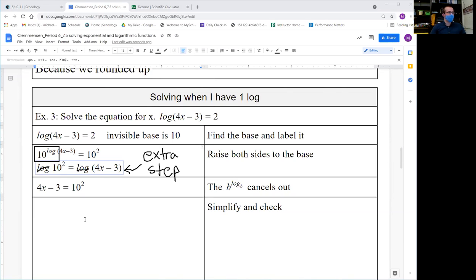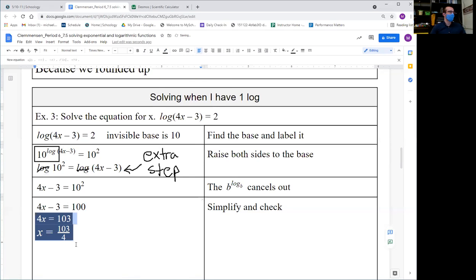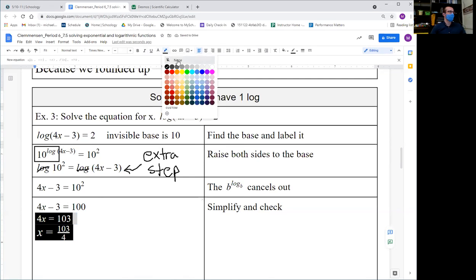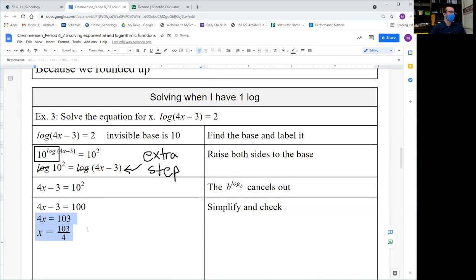Then it's just solving a pretty nice, easy problem. 10 squared is 100. Move the 3 over, divide by 4, and I get 103 over 4.